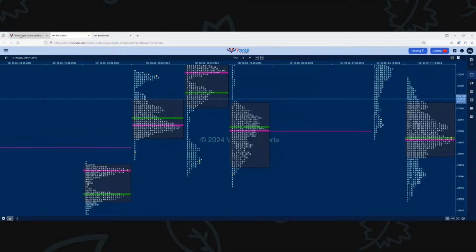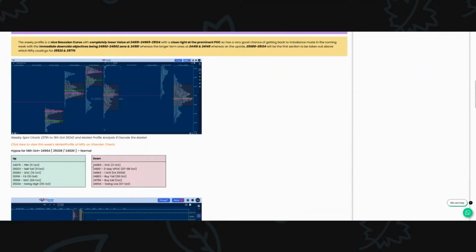So even in our report for the hypos of today, 24965 was our first reference on the downside. We had to stay below this for a probe lower for the sellers to get some advantage. And the objective was 24910, which was the 2-day composite VPOC. And then we had a failed auction at 25134, which was the 180R, the lower objective.